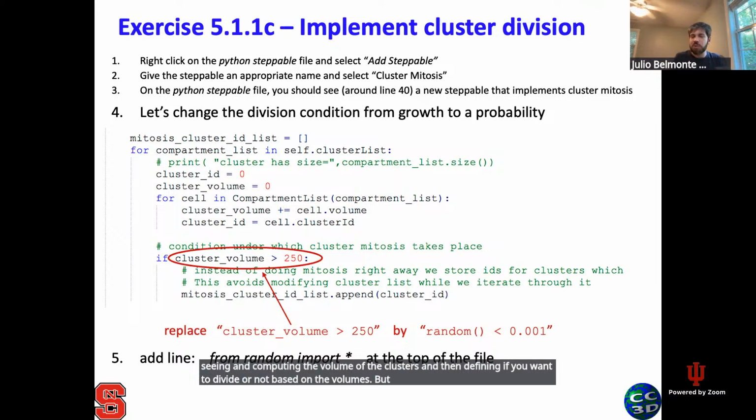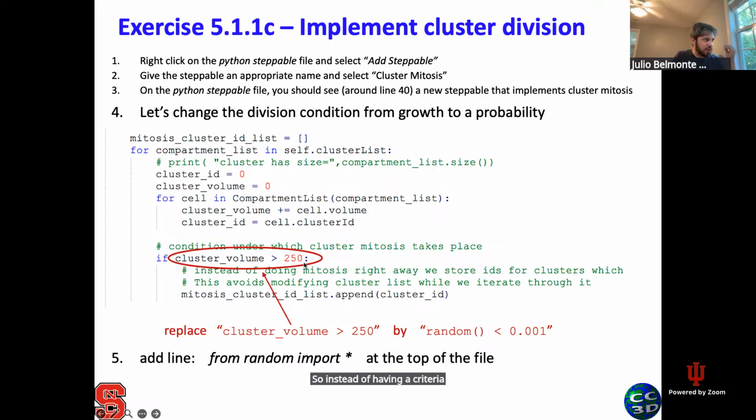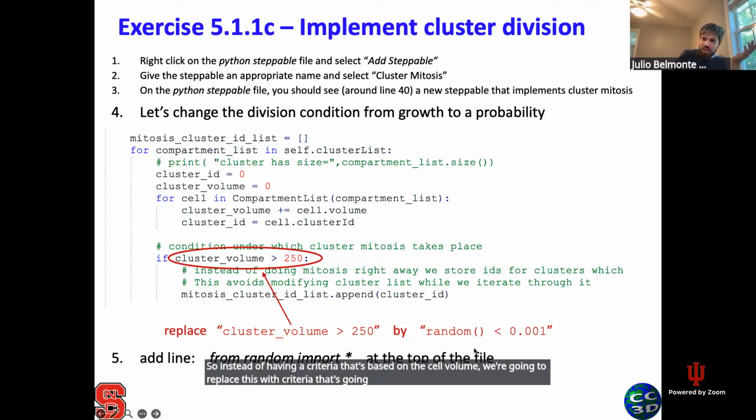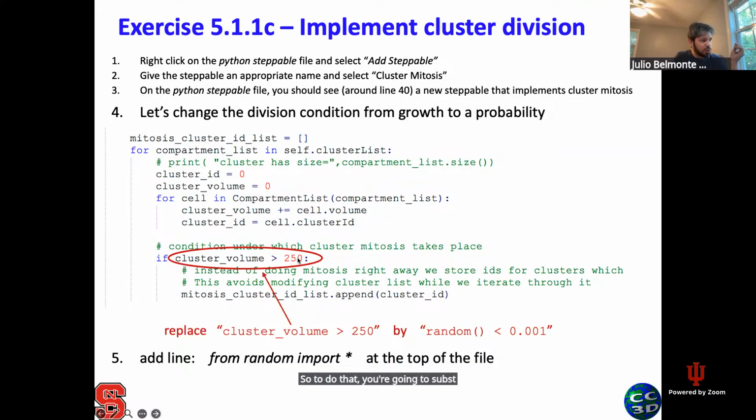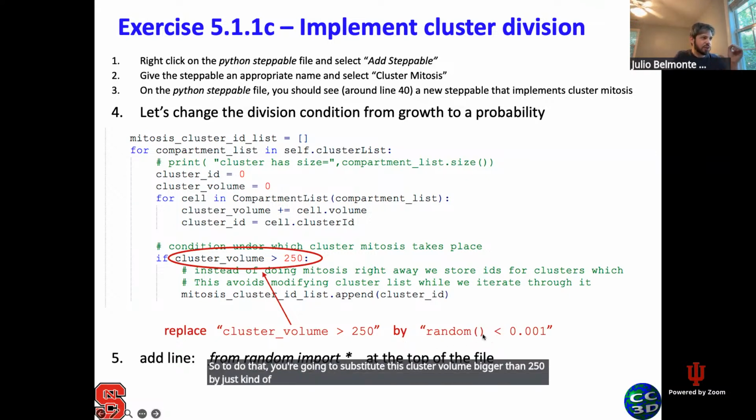But we don't want to do that because we want to add growth. We want to do something more simple. So instead of having a criteria that's based on the cell volume, we're going to replace this with a criteria that's going to be just by random chance. To do that, you're going to substitute this cluster volume bigger than 250 by just checking if your random number is less than 0.001. So I want you to just replace this comment by this one.